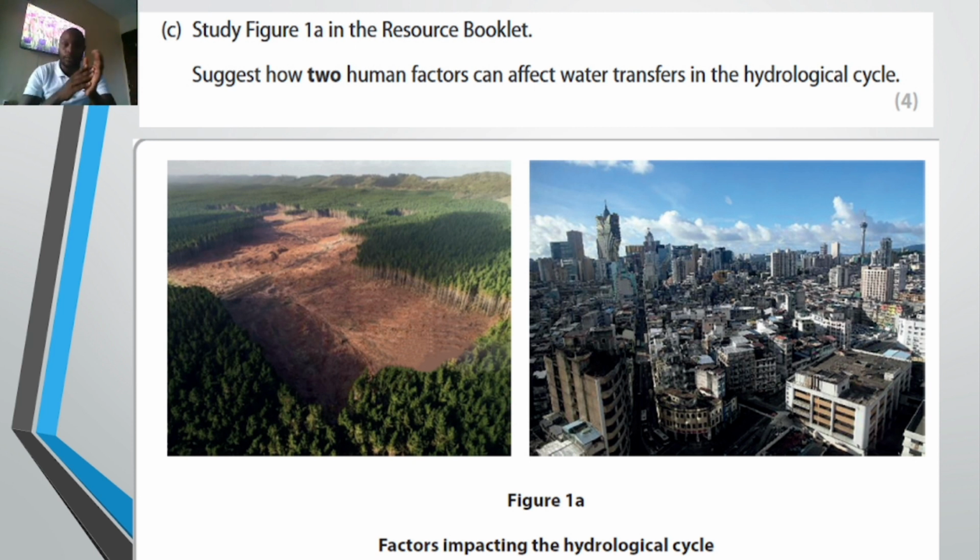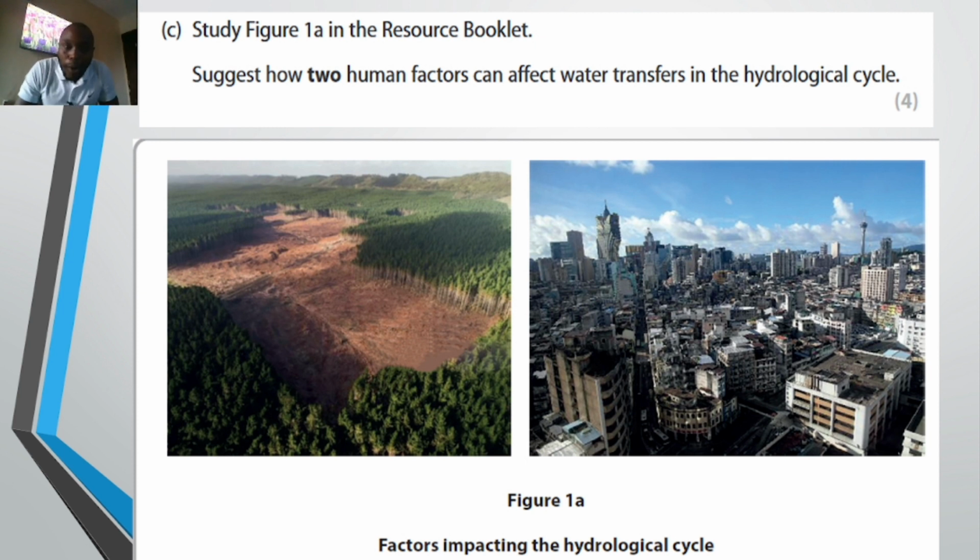You know the transfers, of course, in the hydrological cycle. Now, what are those human factors that you know can affect this transfer? From the resource booklet, as you can see from the pictures, I can see some trees cut down, which is actually deforestation, okay? Because deforestation is the cutting down of trees. And then I can see some built-up areas, which is actually urbanization, okay? So I have two things here. I have deforestation and I have urbanization, and these are 4-mark questions. That means for each, I explain, I get 2 points per explanation of a point, okay?